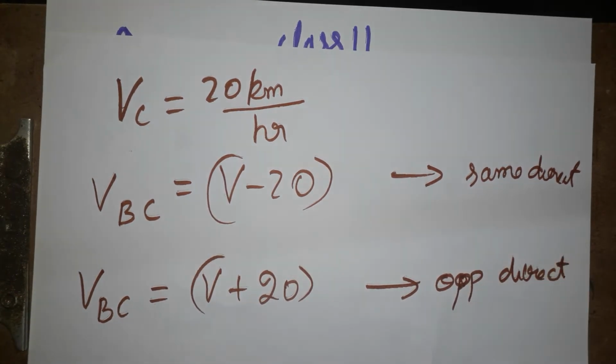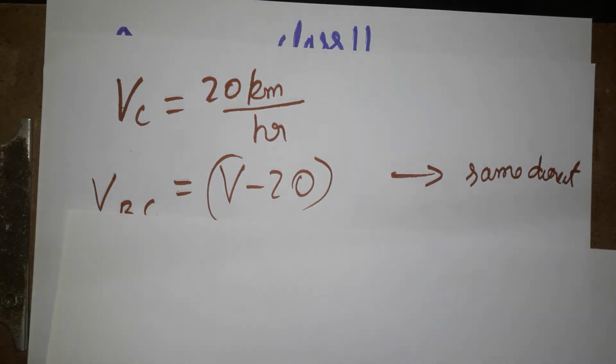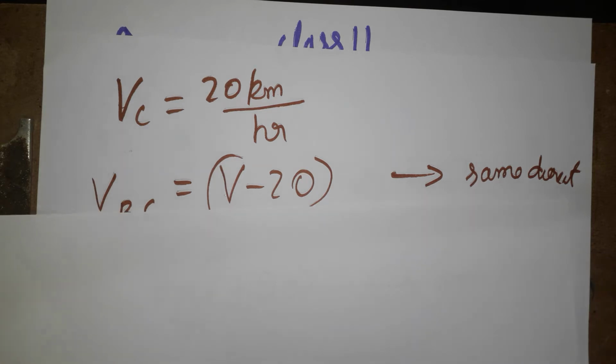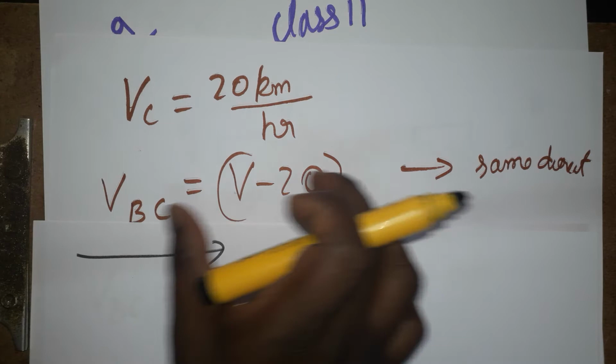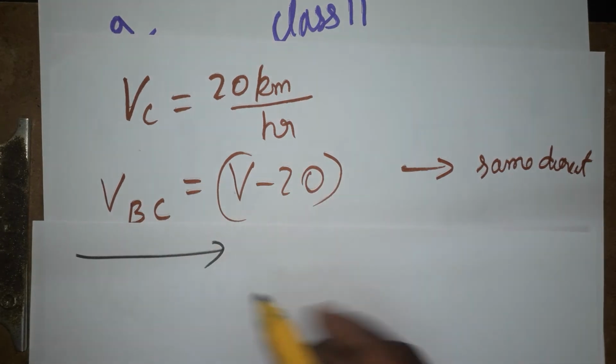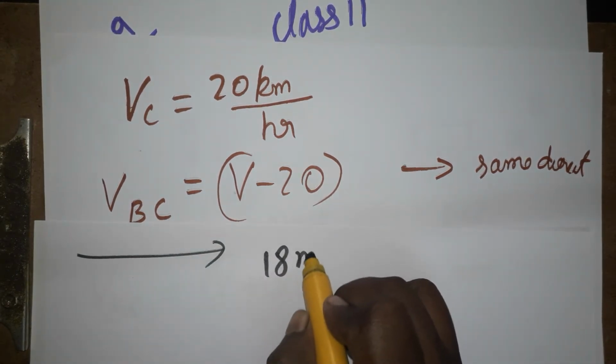Now the question is, what is the velocity of the bus, and what is the displacement covered, or the time period taken by the bus? There are two questions asked. What is the velocity of the bus? What is the time period taken by the bus? Now first, it is the same direction. Same direction means 18 minutes we are able to see the bus.